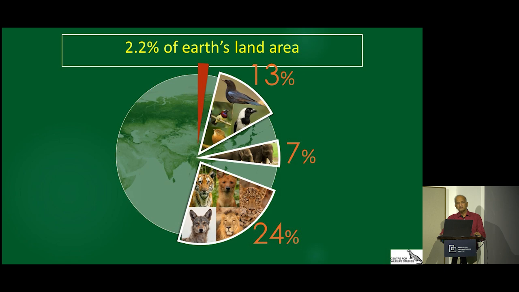And India is very fortunate in this sense because of the movement of continental plates and our geologic history, and more recently our position on the globe and the climate change over millennia. We have an incredible biodiversity. We have only 2% of the Earth's land area, but we have 13% of the world's birds, 7% of the world's mammals, and of these, 24% of the world's carnivore species occur on 2% of the land.